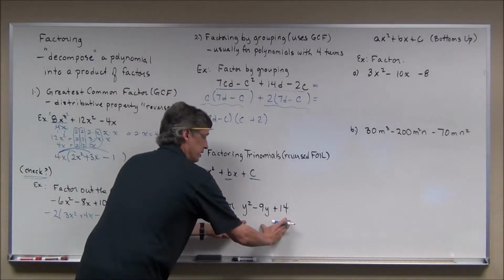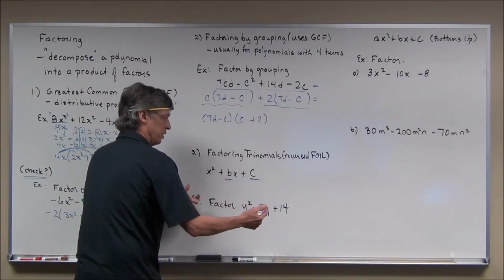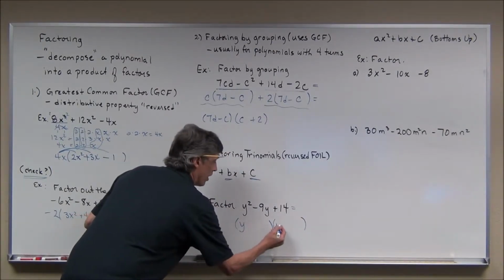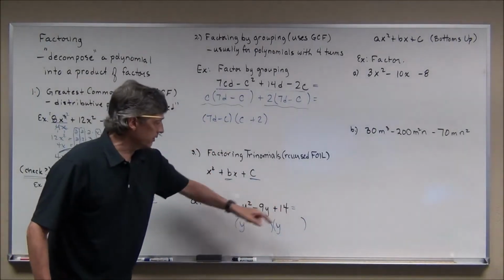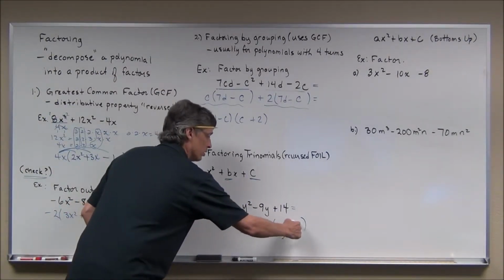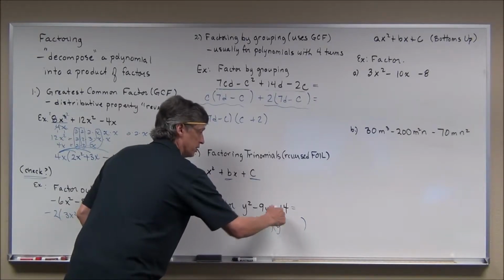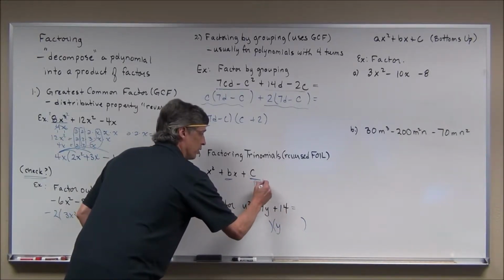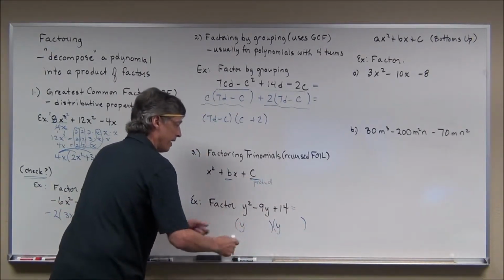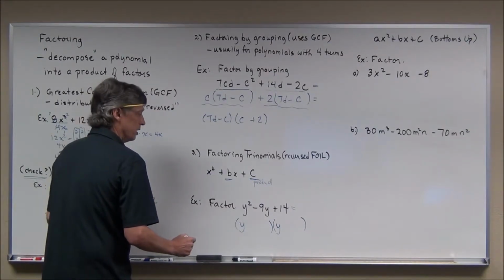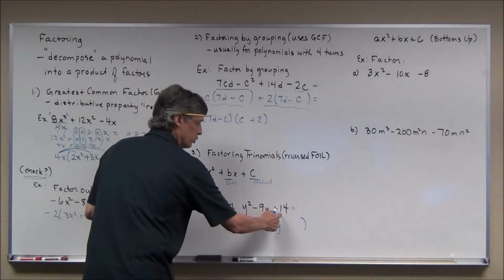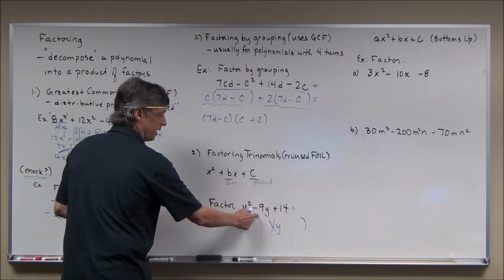Now, I look down here at this example, I have a y squared. If I'm reversing the FOIL process, I'm going to go to get the y squared, y and y. But how do I get the 9 and the 14 to match up? Well, the two numbers that go here have to multiply the L in FOIL to give us this. So this has to be the product of the two terms. And then when I do the outer and the inner and combine by adding the like terms, because they will be like terms, this has to be the sum.